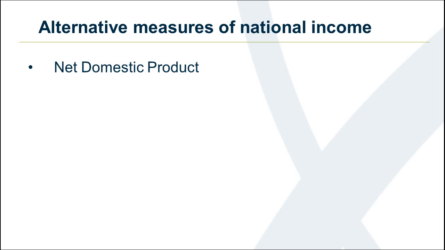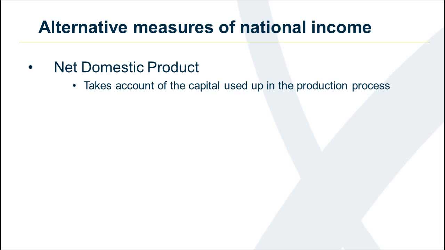Firstly, net domestic product, which also considers the wear and tear of machinery, buildings and other capital products used up in the production process. This more accurately describes the new wealth created during the period.